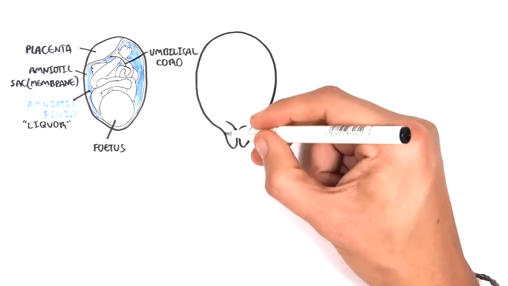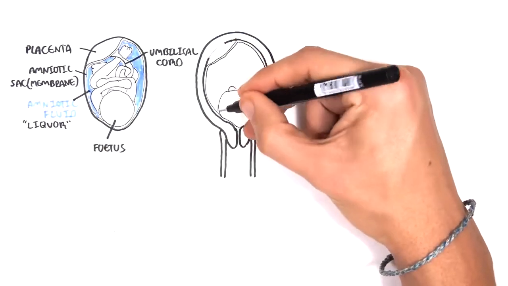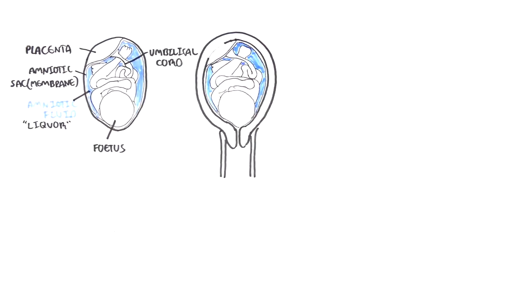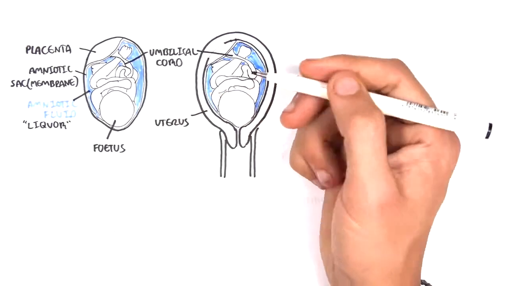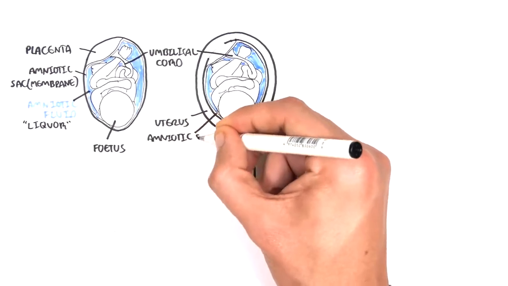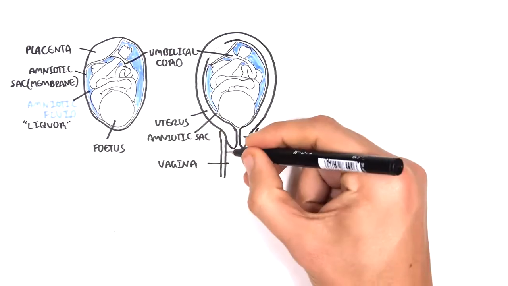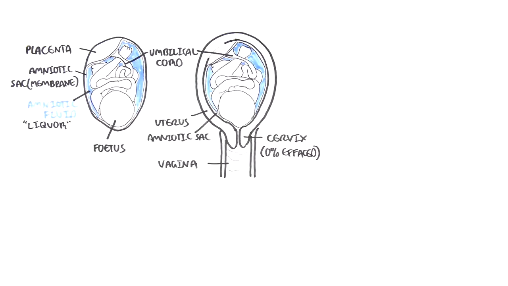Now let us put the fetus surrounded by the amniotic sac into the uterus. The placenta connects to the uterus, and it implants into the uterus. The amniotic sac then surrounds the whole area, and the fetus is within the amniotic sac. So here is the umbilical cord, the uterus, the amniotic sac, the cervix, and the vaginal wall. Here, the cervix is 0% effaced. What I mean by effaced is essentially thinning of the cervix, which is important for labor or for delivery.